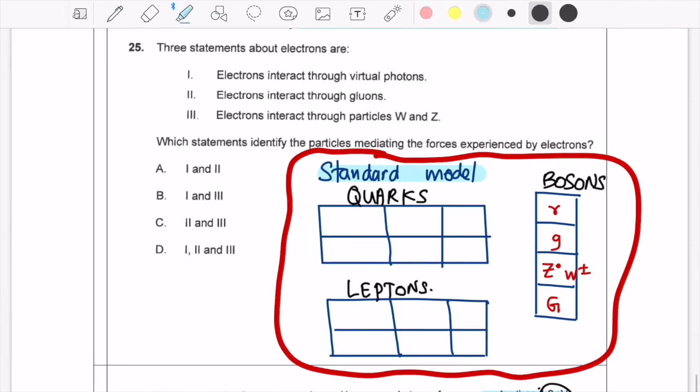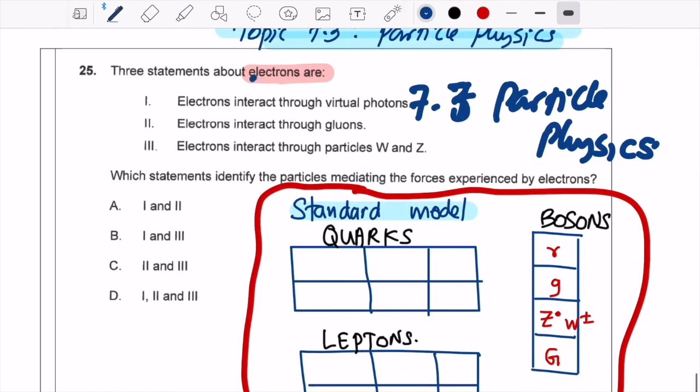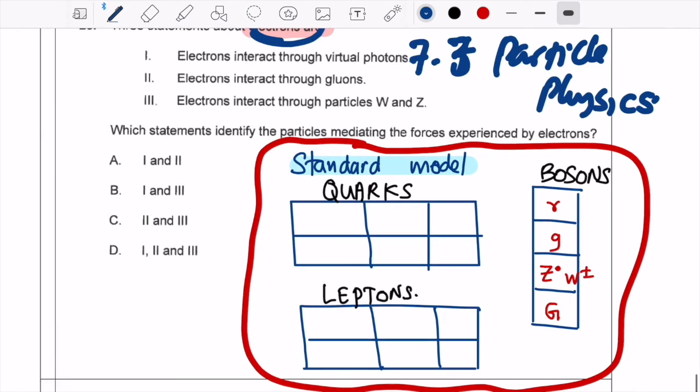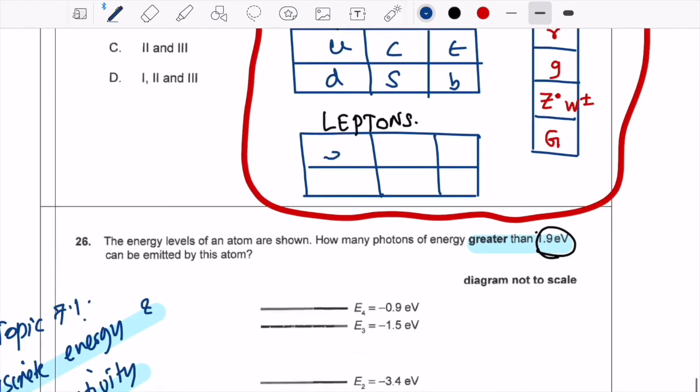Question 25. They are talking about electrons, and this is about topic number 7, particle physics. In topic number 7, there are 3 parts, so this is 7.3. To answer this question about electrons, we must know the standard model. We know there are 6 quarks: up and down, charm and strange, top and bottom. There are 6 leptons: electron, muon, tau, and 3 neutrinos, electron neutrino, muon neutrino, and tau neutrino. But these are not the point.